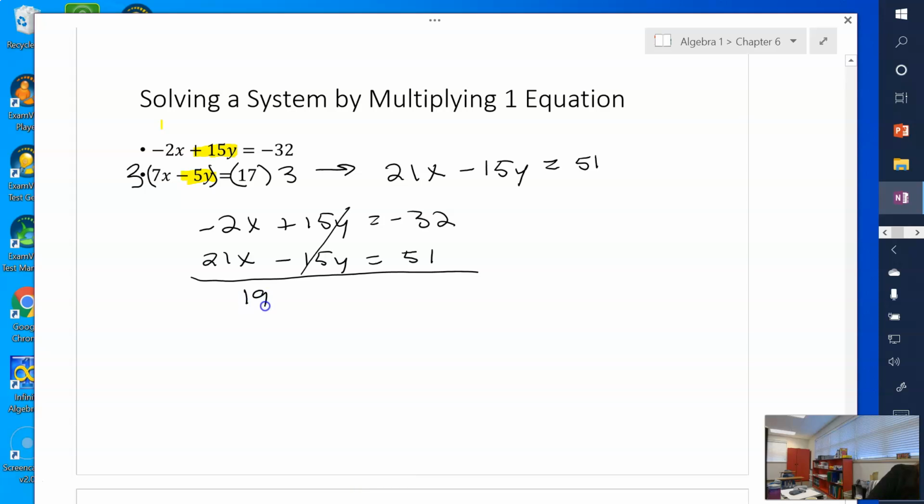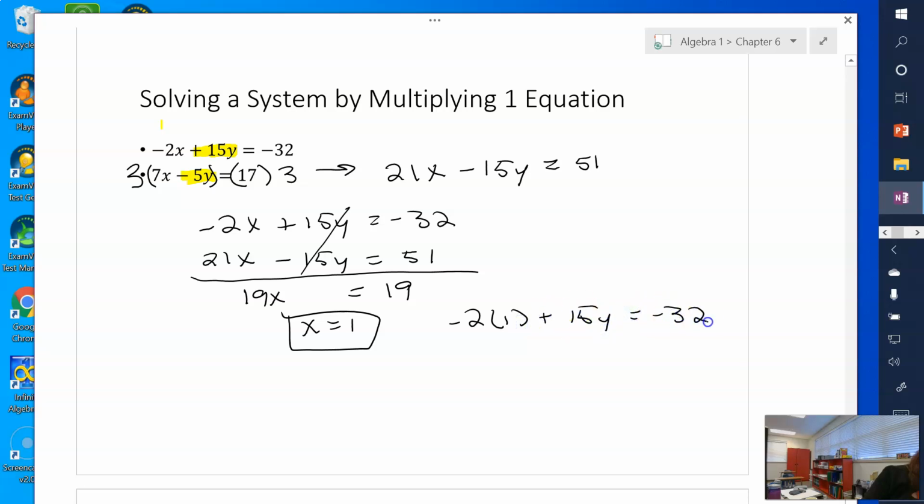I'm going to get 19x equals 51 minus 32, 19. Then x equals 1. Go ahead and plug in. Negative 2 times 1 plus 15y equals negative 32.